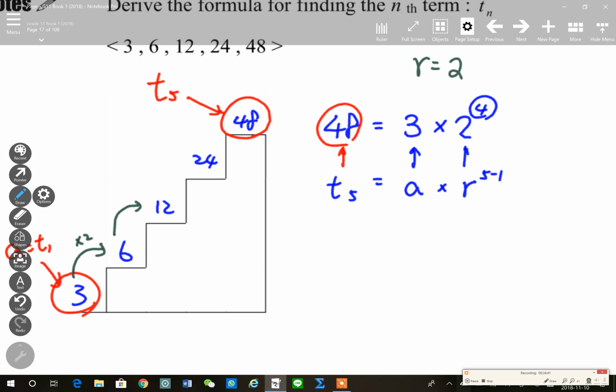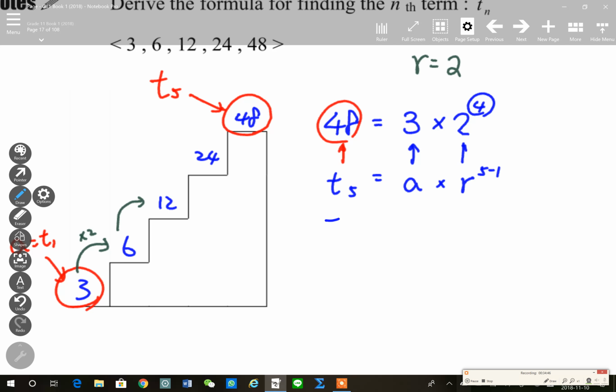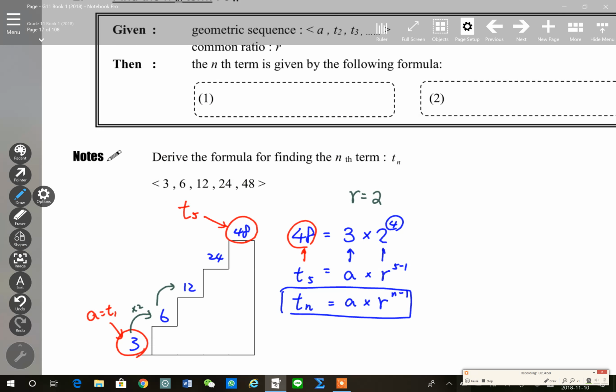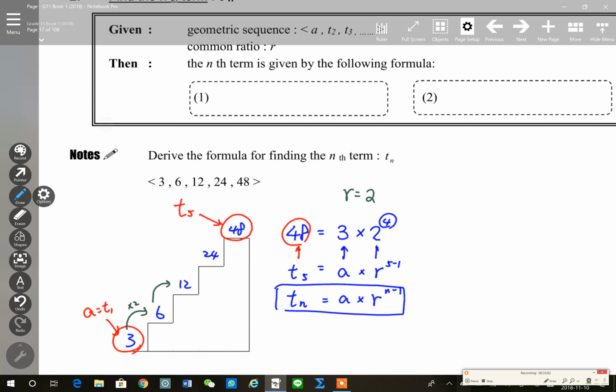Yeah, so we're going to write the formula, right? This is for T5. So the formula, if it's for any number, Tn, will be A times R to the power n minus 1. So this is our formula number 1. Okay, fill in the blank up there.